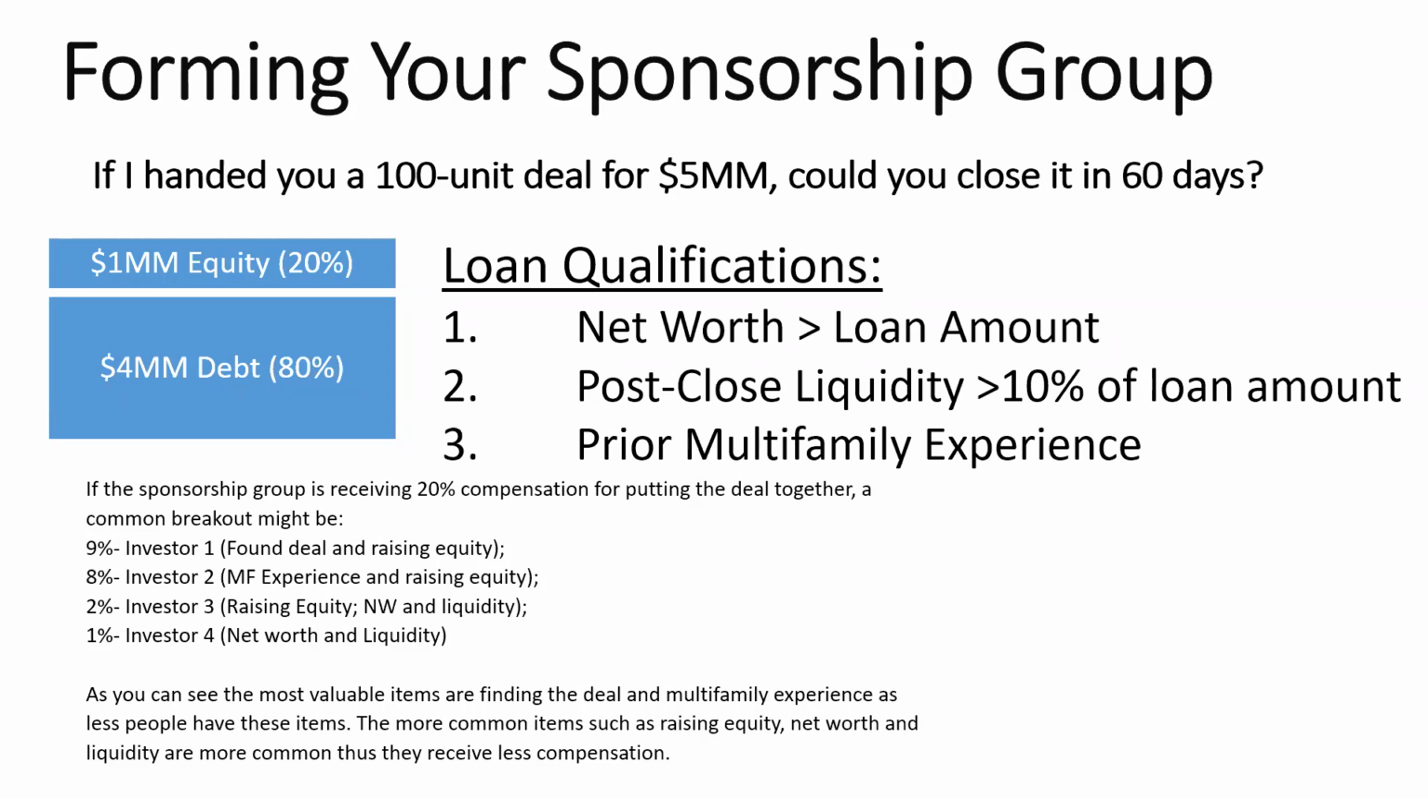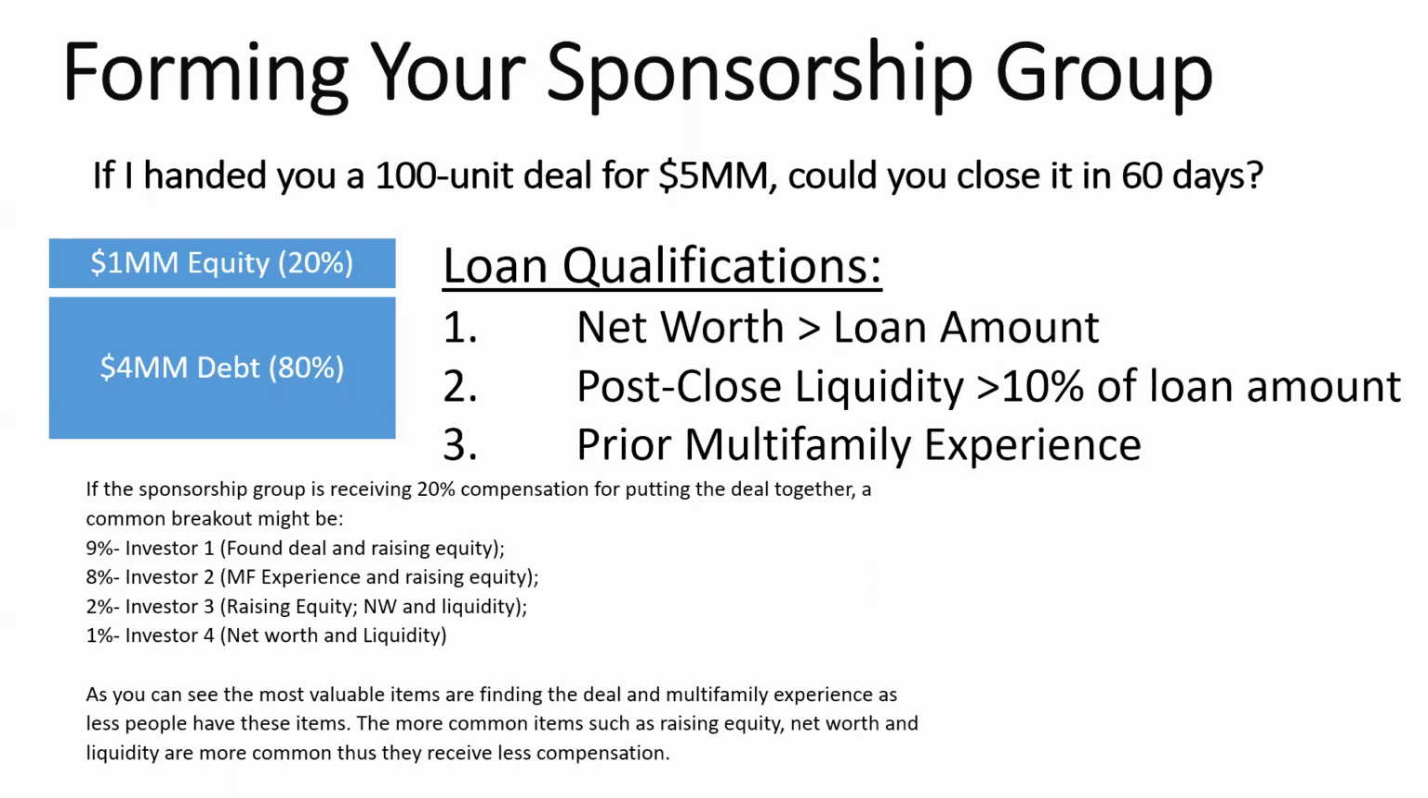So let me give you an example. If your sponsorship group is receiving, let's say, 20% compensation for putting this deal together, you might have a common breakout like this, right? So 9% might go to the guy who found the deal, he's raising equity. 8% might go to the guy with multifamily experience, and he's raising equity. Number three might be this guy who's raising equity and he's just signing with net worth and liquidity. He doesn't have any experience. He didn't find the deal. And then maybe 1%, this guy has a lot of net worth and liquidity. Let's add him to get to the $4 million in debt, or $4 million loan amount.